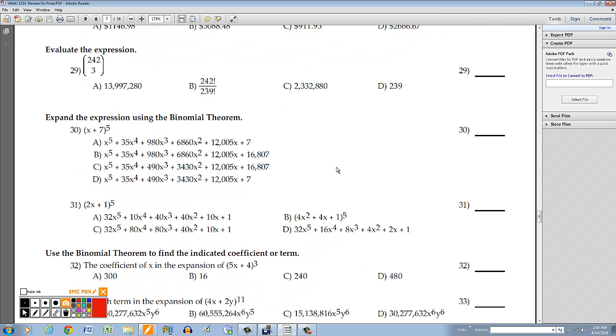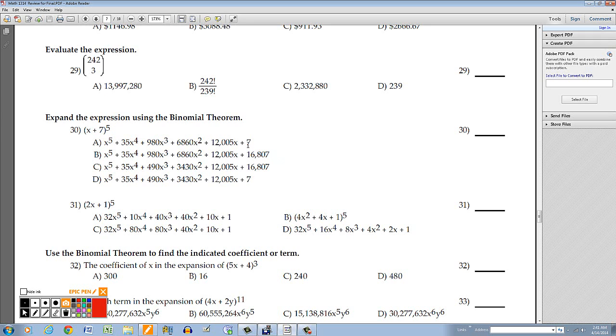For 30 and 31, again, these are just taking these to the 5th power. One of the things you can use on these is that the power tells you how many terms to expect. This is a 5, so the answer should have one more than the power. So this should have 6 terms. Also, the first term should be this taken to that power, so the first term should be x to the 5th, and that is in all of them. And the last term should be 7 to the 5th.